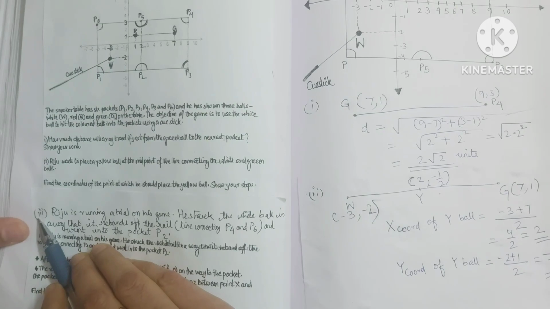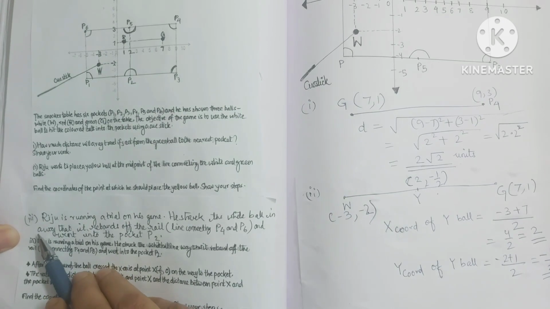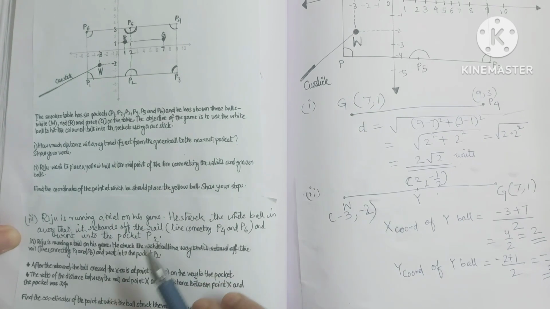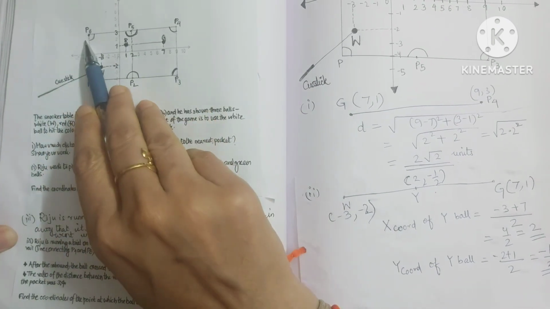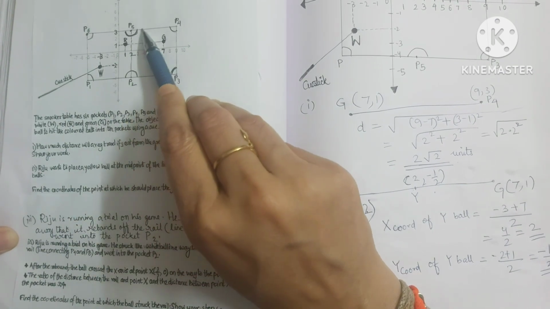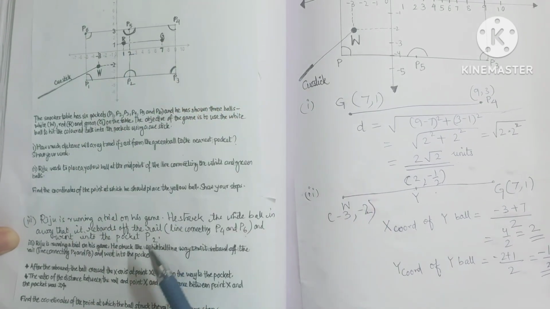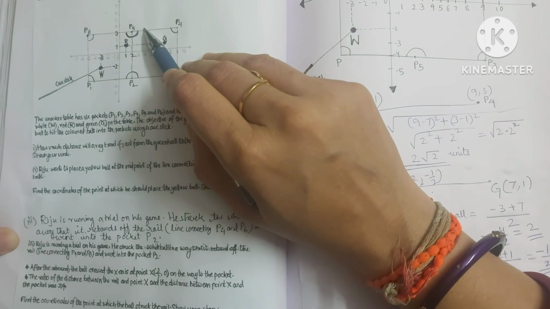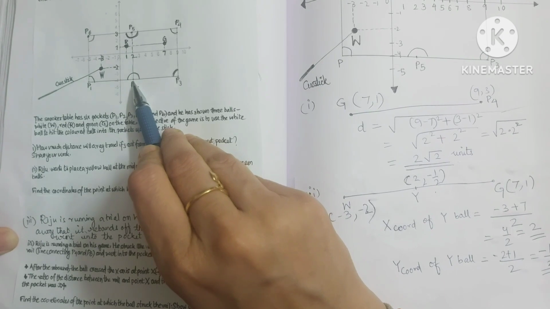Now we'll move to question number 3. Riju is running a trial on his game. He struck the white ball in a way that it rebounds off the rail. What is the rail? The line connecting P4 and P6. That is what it is calling a rail. So he struck the white ball in such a way that at some point, any point in between P4 and P6, the ball struck the rail, rebounded, came back and went into the pocket P2. This is what has been given.